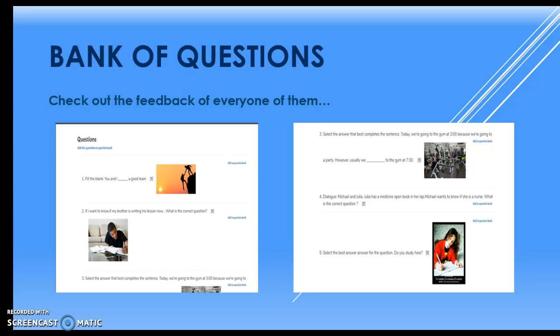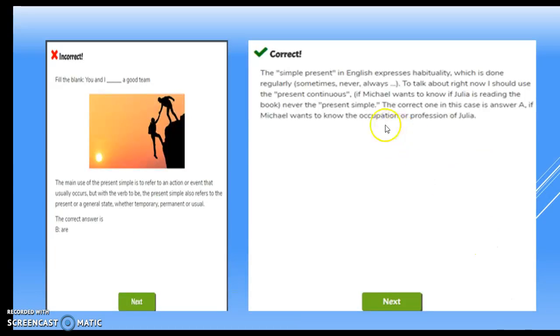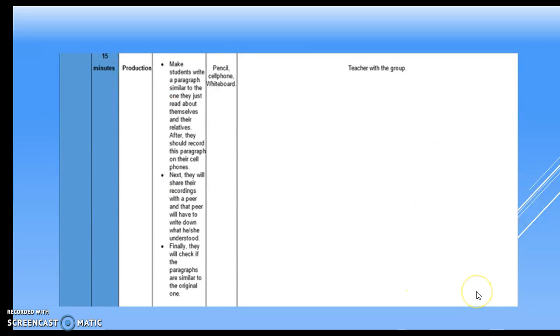We have the bank of questions. Every question has its feedback. So we have the questions and we have the feedback, if you go wrong and if you go well. After using the Web 2.0 tool, we continue with the production.